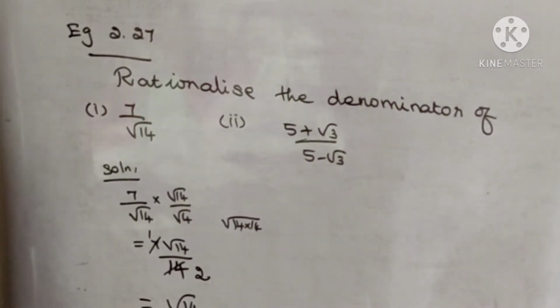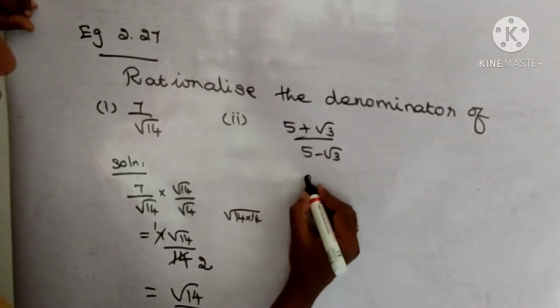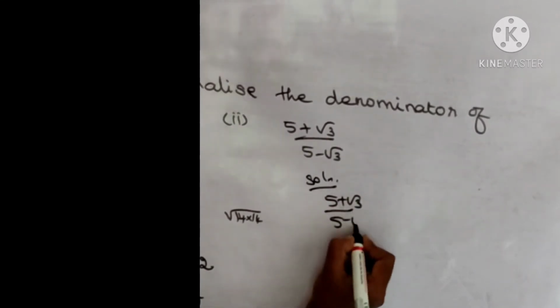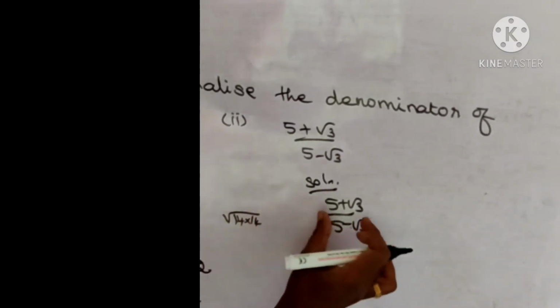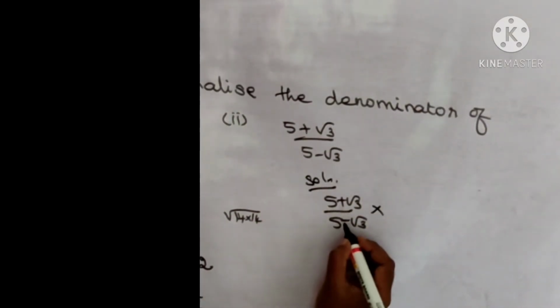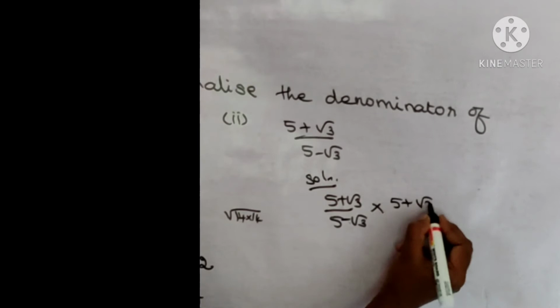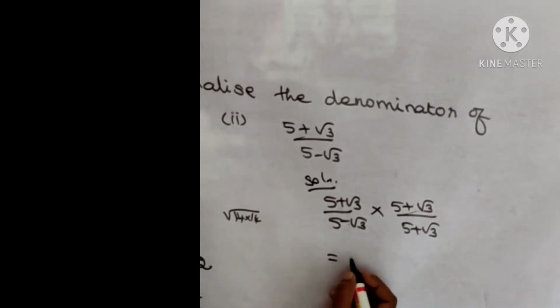Now the next question is 5 plus root 3 by 5 minus root 3. Listen to the solution. Here also we change the denominator. Rationalize the denominator, so take the conjugate of the denominator. Here, for the surd, check the sign before it. The surd is root 3 and the sign before it is negative. So the conjugate of 5 minus root 3 is 5 plus root 3. So you multiply both the numerator and denominator by 5 plus root 3.